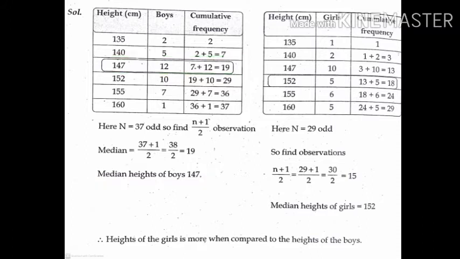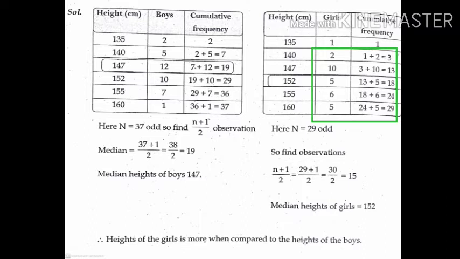Next we have to calculate the median of heights of girls. In this case we have to create the table with three columns, that is height, girls and cumulative frequency, and substitute the heights and girls from the question. Next we have to calculate cumulative frequency. First 1 is copied and 2 is added to the previous cumulative frequency, that is equal to 3. 3 plus 10 is equal to 13. 13 plus 5 is equal to 18. 18 plus 6 is equal to 24. 24 plus 5 is equal to 29.